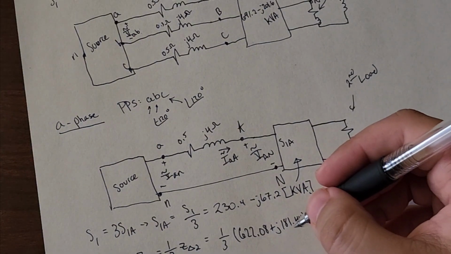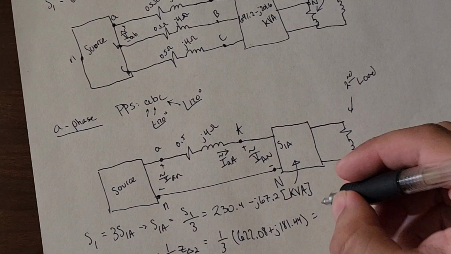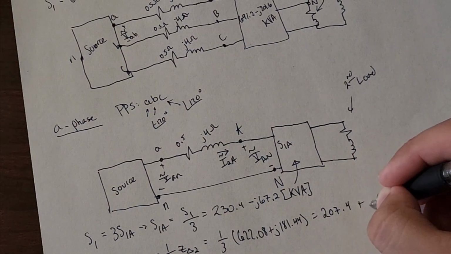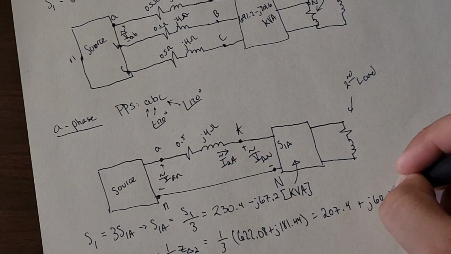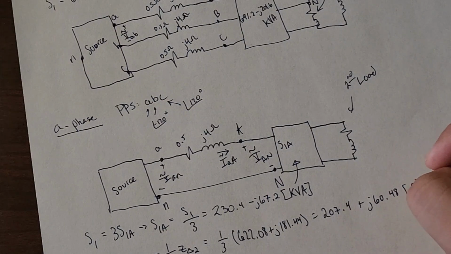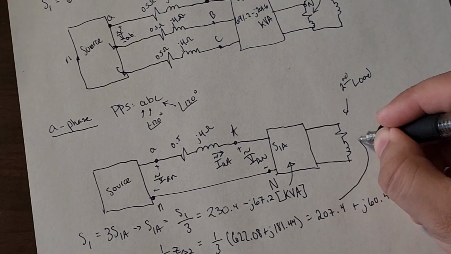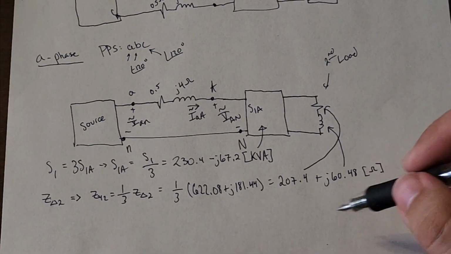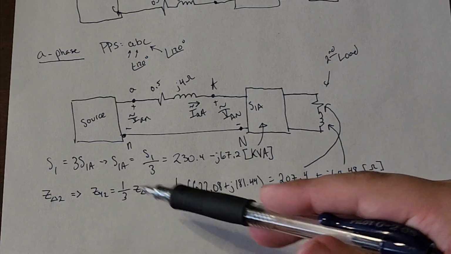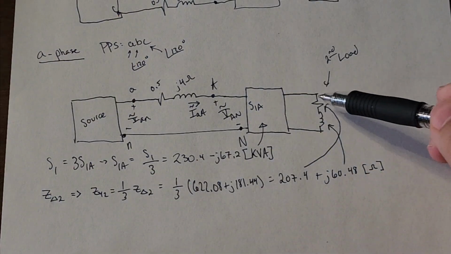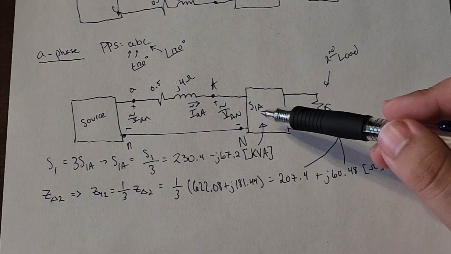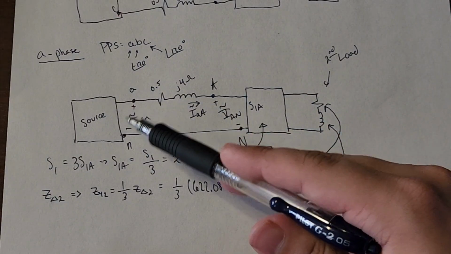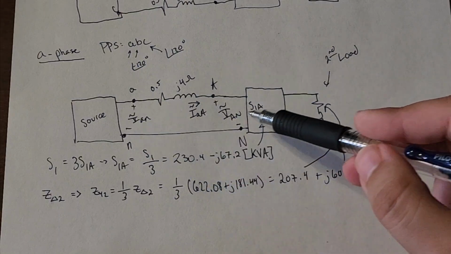And with that, we should get 207.4 plus j60.48 ohms. So then this goes here, this is the resistance, and this is the inductance. I hope y'all can see how we got from delta to Y here. We divided by 3. And now we have the impedance here, we have the complex power here, we have the current labeled through this line here, and we have the phase voltage at the source and the phase voltage at the load.